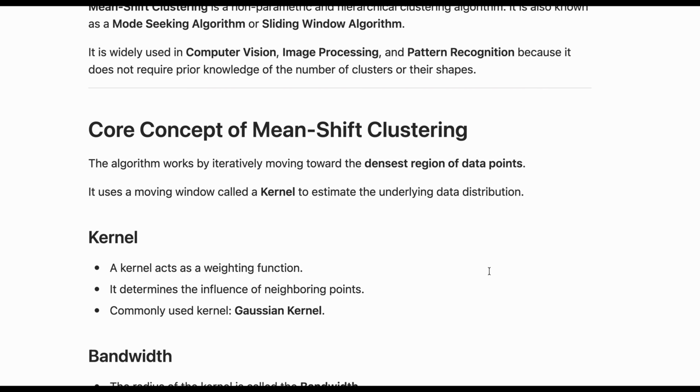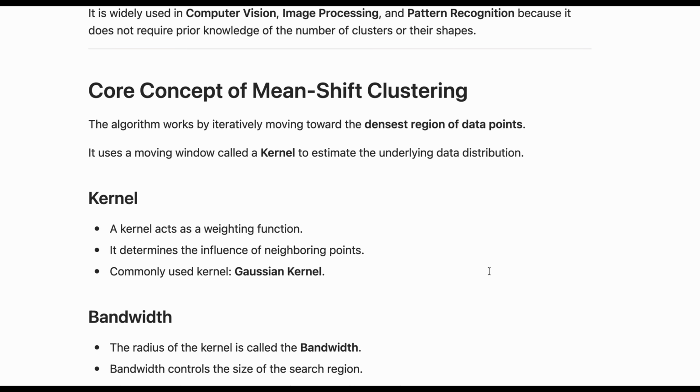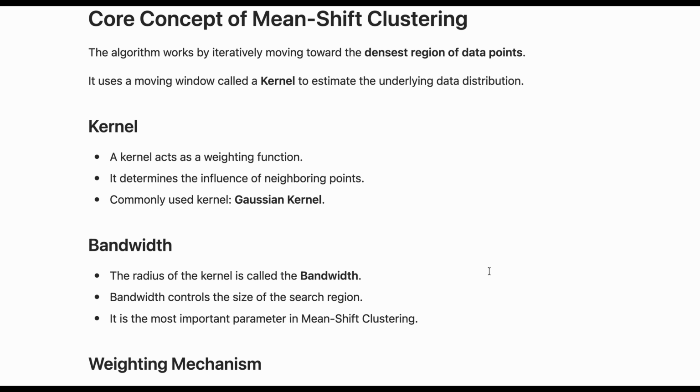So now let's understand the basic idea behind mean shift. The algorithm works by moving towards the densest region of data points. It uses a moving window called a kernel to estimate the density of datasets. The kernel acts as a weighting function. Points closer to the center receive higher weights, while points further away receive lower weights. A commonly used kernel is the Gaussian kernel. Another important concept is bandwidth. It controls how large the search region is and is the most important parameter in mean shift clustering.